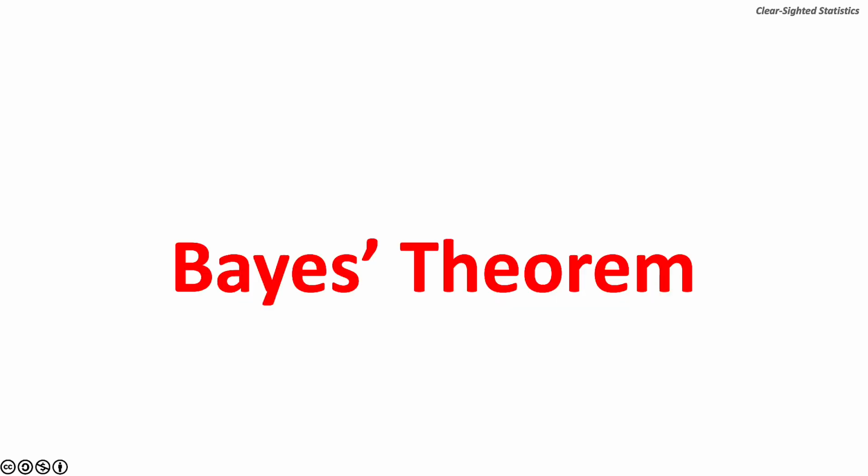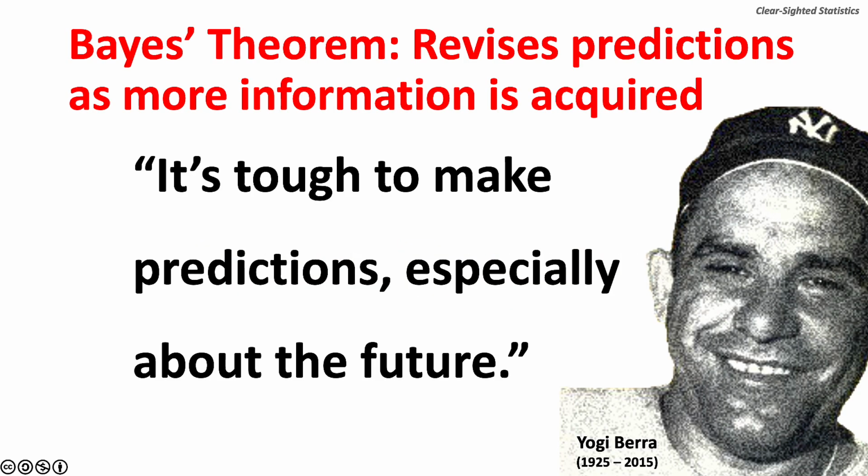Let's turn to Bayes' theorem. Bayes' theorem revises predictions as more information is acquired because, in the mangled statement of the great Yogi Berra, it's tough to make predictions, especially about the future.